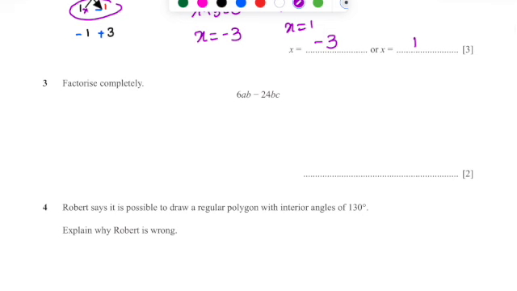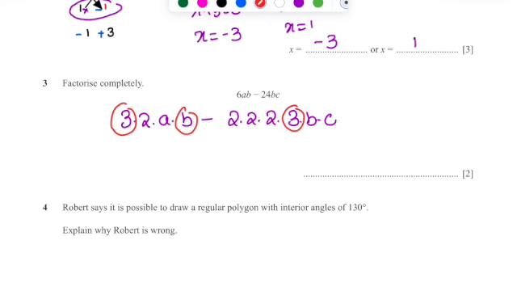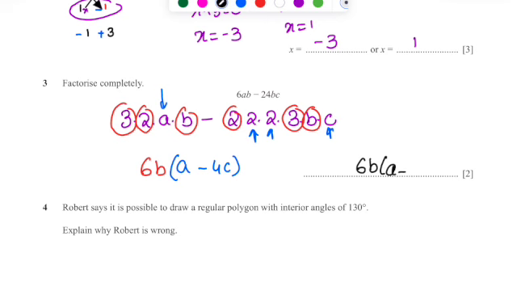Factorize this one completely: 24bc minus 6ab. 6ab can be written as 3 times 2 times a times b. 24bc can be written as 8 times 3 times b times c. I can take 3 common and b common. And apart from that, 2 common. So it's going to be 6b. And what am I left over with? Over here a and over here 4c. a minus 4c. So my answer is 6b times a minus 4c.